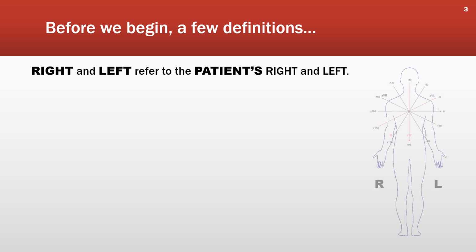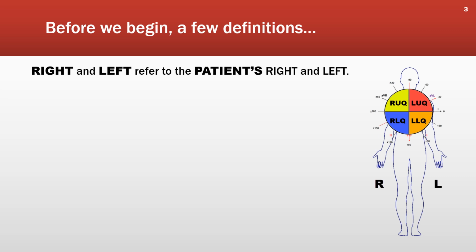Before we begin, let's clarify a few definitions so we're all on the same page. When I say right and left, I'm referring to the patient's right and left, not my right and left, but the patient's right and left as though they are standing there in front of you. When we're talking about the right upper quadrant of the heart, then we're talking about the patient's right side. If we're talking about the left lower quadrant of the heart, we're talking about the patient's left side.